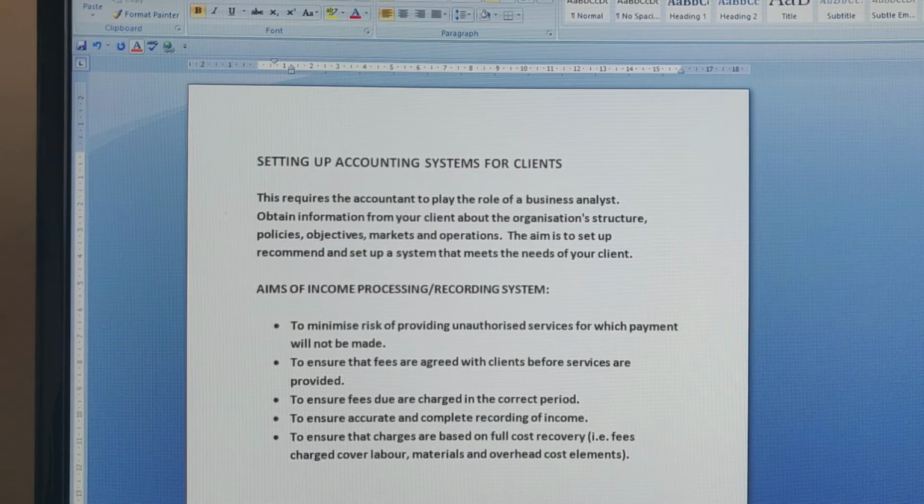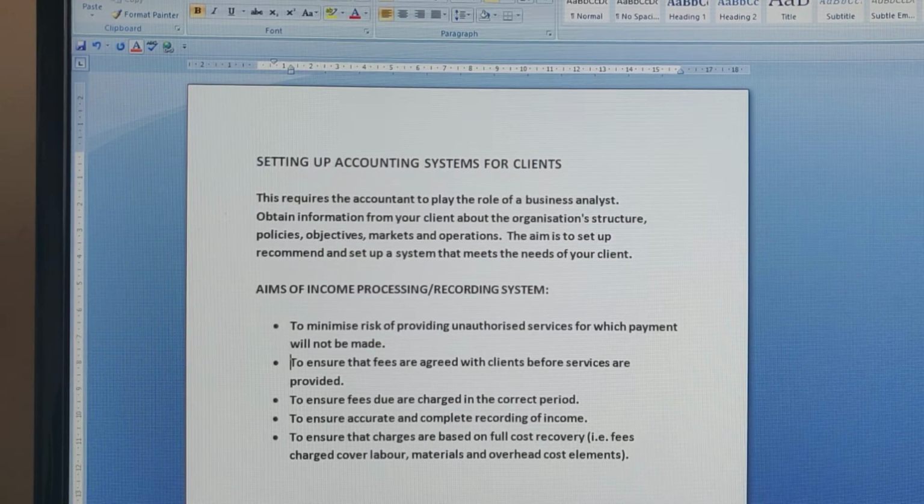The system also aims to ensure that fees due are charged in the correct period and that they are correctly and completely recorded. Those charges must also be based on what they call full cost recovery. That is, the fee that you charge your client will cover all the costs that you have incurred in running the business: direct materials, labor, and a proportion of your overhead, with a bit of profit element, so that will provide an incentive for you to remain in that business.